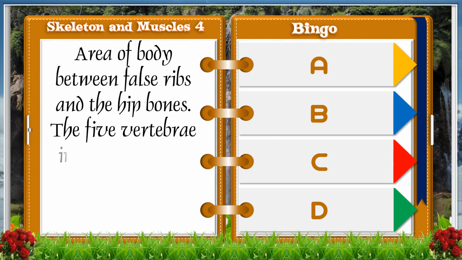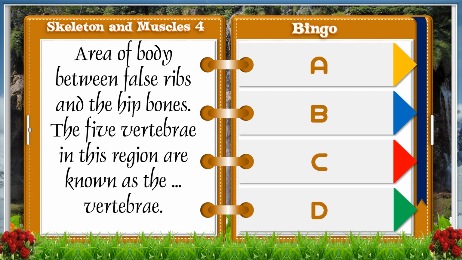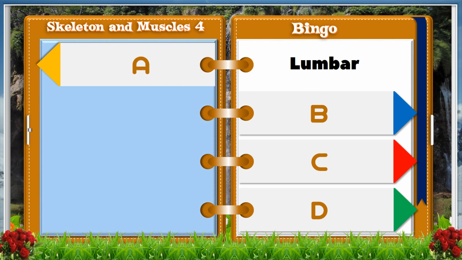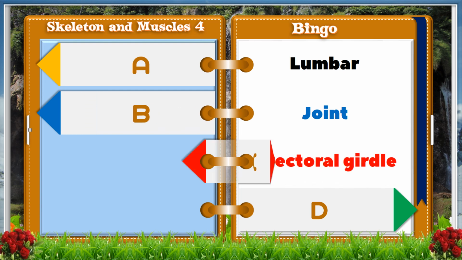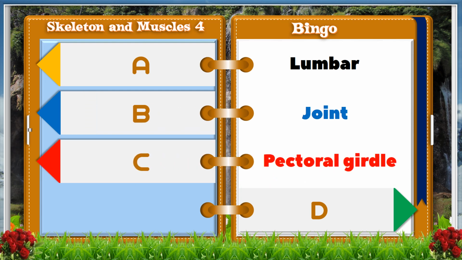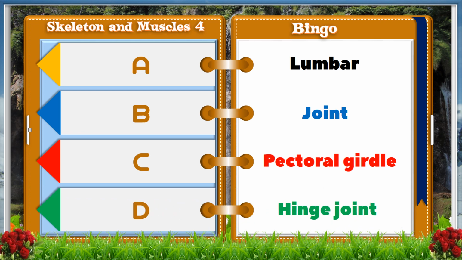The area of the body between the false ribs and the hip bones. The 5 vertebrae in this region are known as the dash vertebrae. A. Lumbar. B. Joint. C. Pectoral girdle. D. Hinge joint. And the answer is A. Lumbar.